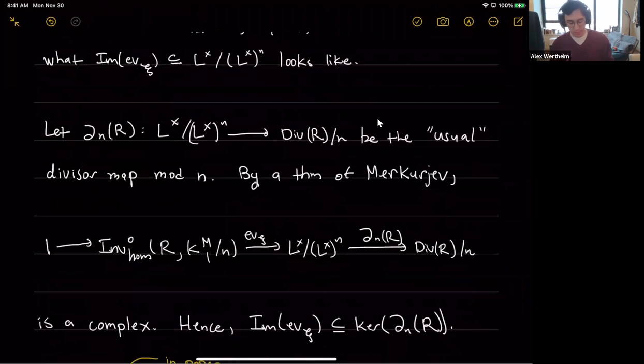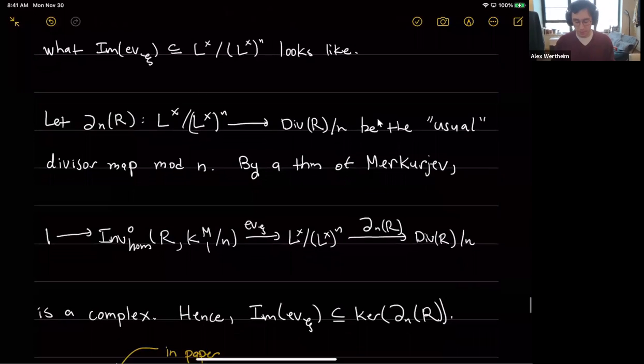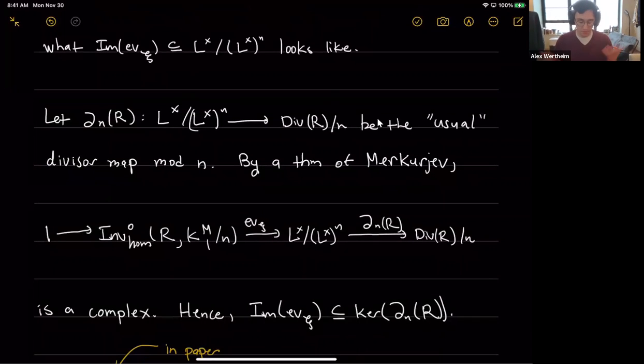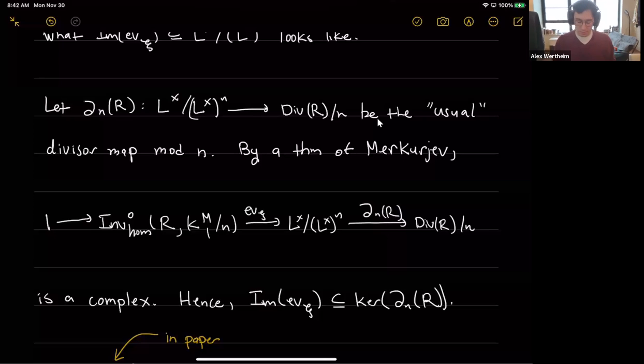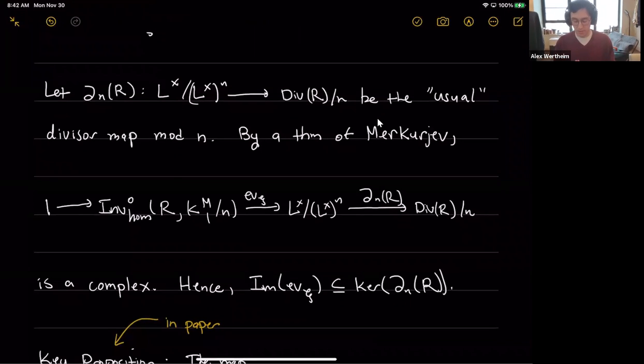There's a theorem of Merkurjev's, which says that the composition of the evaluation map on homomorphic invariants at the generic point composed with this divisor map is the trivial map, which is to say that this sequence that I've written down below is a complex. This says something about how homomorphic invariants with values in, specifically, Milnor K1 mod n, but any cycle module really, should be unramified with respect to every discrete valuation. And so this theorem tells us something special about this image, namely that the image of the evaluation map at the generic point is contained in the kernel of this divisor map mod n.